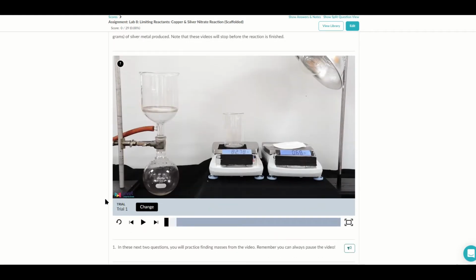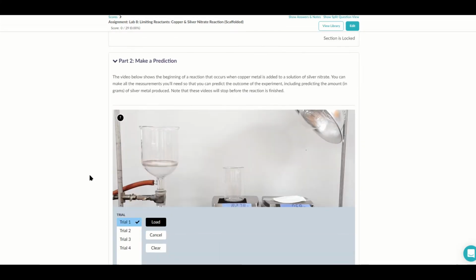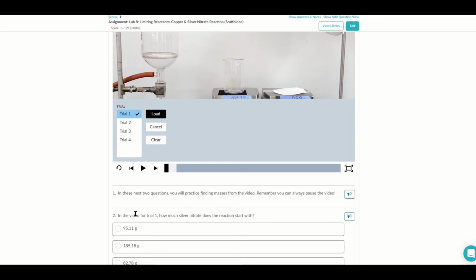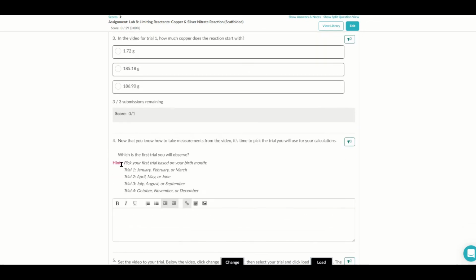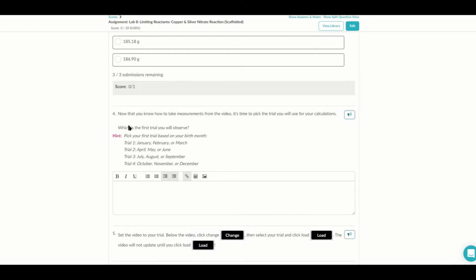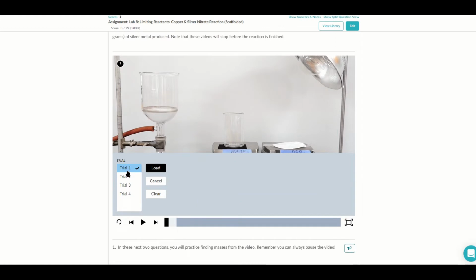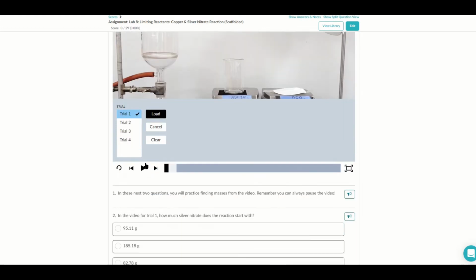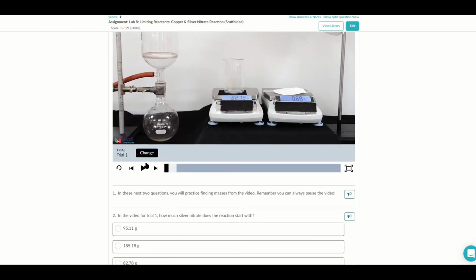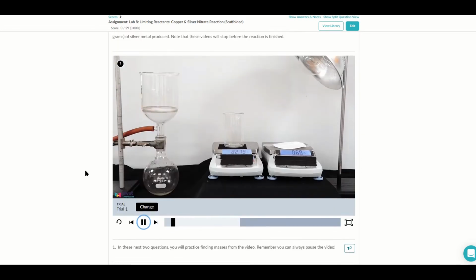As you can see, there are different trials. You will first use trial 1, and then later on in number 4 of part 2, you're going to pick a trial based off your birth month. That's where it deviates, but we're all starting with trial 1 at the beginning. This is an interesting reaction to watch, so I want to highlight what's going on here.